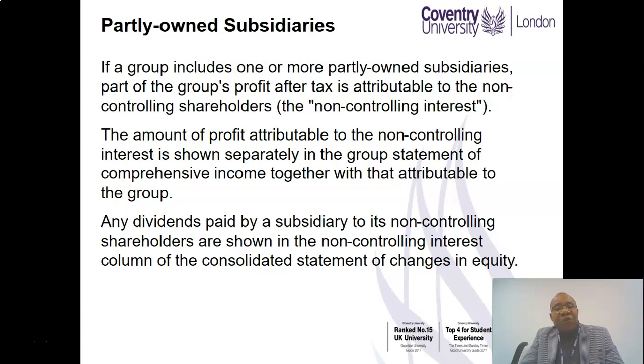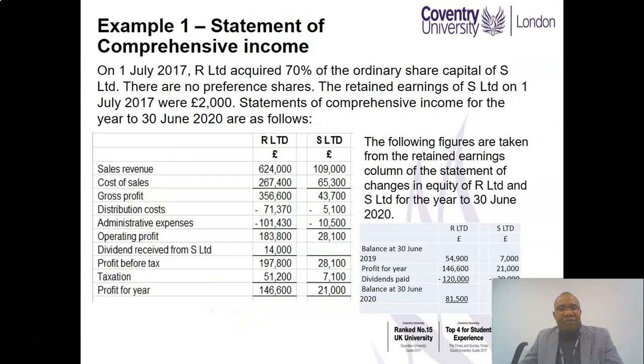The amount of profit that is attributable to non-controlling shareholders will be shown separately in the group statement of comprehensive income. As I said earlier, any dividends paid by a subsidiary to its non-controlling shareholders will be shown in the non-controlling interest column of the consolidated statement of changes in equity. Let us have a look at the example, a very detailed example.